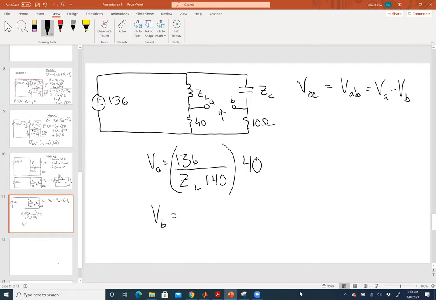Same approach. What's the current in that branch? 136 divided by ZC plus 10. That's the current, and to figure out the voltage at point B, it's times 10. So the open circuit voltage would be this one minus this one. That's pretty easy to put into MATLAB. I can define ZL, ZC, all that, pretty easily. Questions about that?